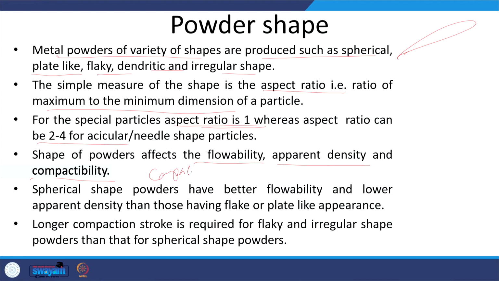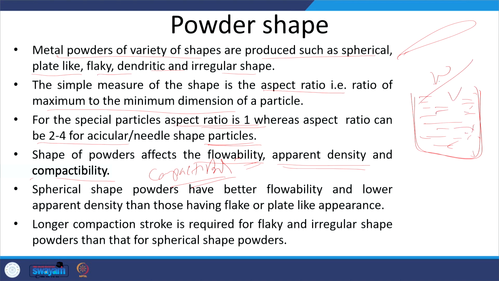Compactability means how easily powder can be compacted during the compaction stage. How easily powder can be filled in the mold cavity indicates flowability. And apparent density is the weight for a given volume of powder in the mold cavity, with porosity and without compaction. So when the shape is irregular, the voids and gaps between the powder particles will be more, and that will lead to a reduced apparent density.